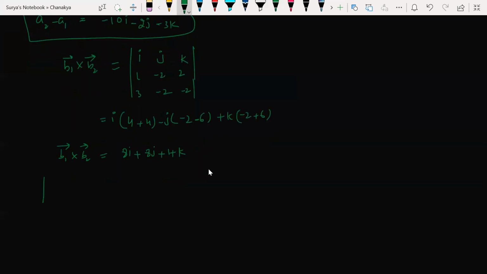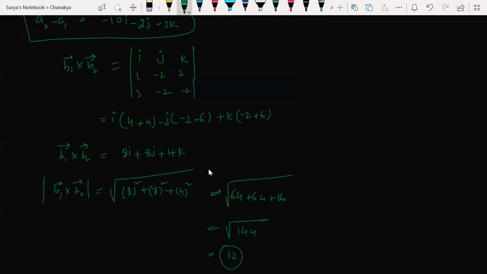What we need in the formula is the magnitude of this. What is the magnitude? We write the square root of a square plus b square plus c square. We don't have anything big to learn here, it's very simple. So 64 plus 64 is 128, plus 16 gives 144, the square root of 144. It's all about learning the formulas. If you know the formulas, it's nothing.